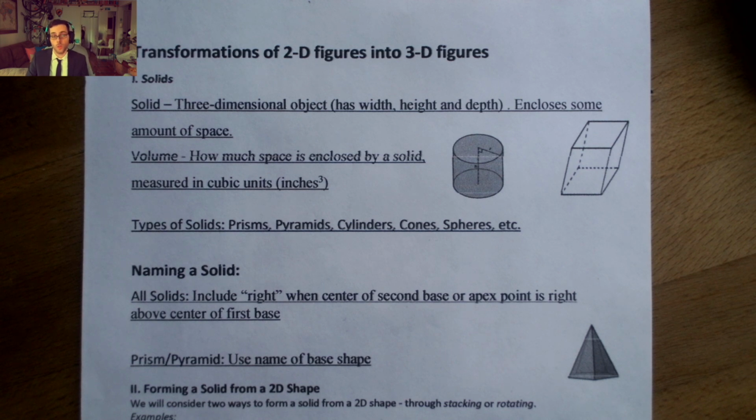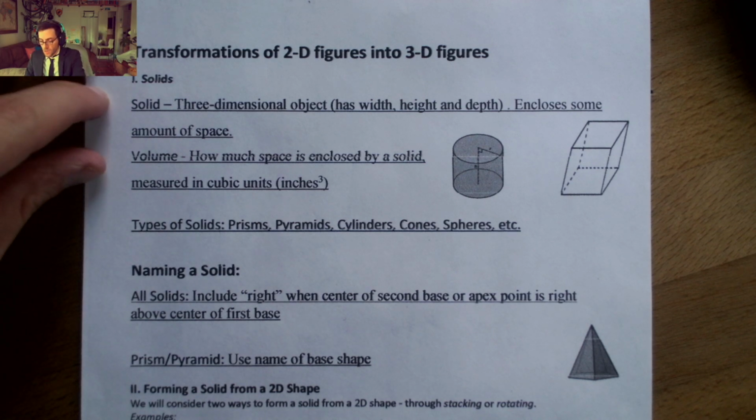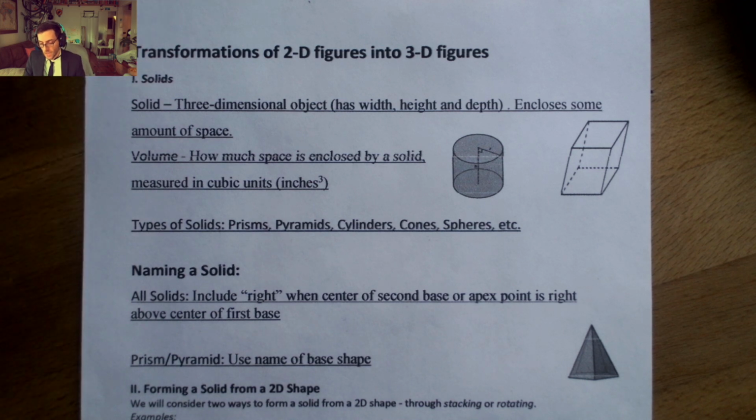When we begin to work with three-dimensional objects, we're no longer dealing with things like area or circumference. We're taking height into consideration. We're actually adding more mass to our objects. The way that we denote these is with terminology like a solid and volume. A solid is something that we consider to be three-dimensional.